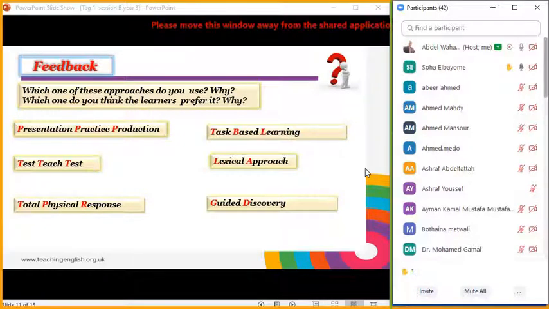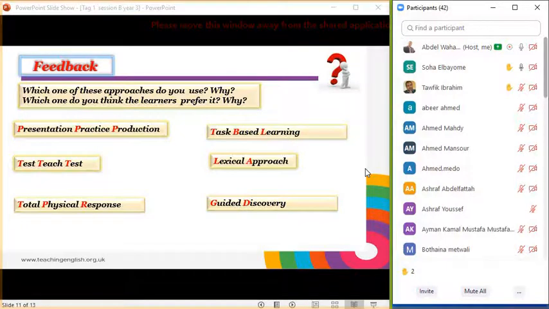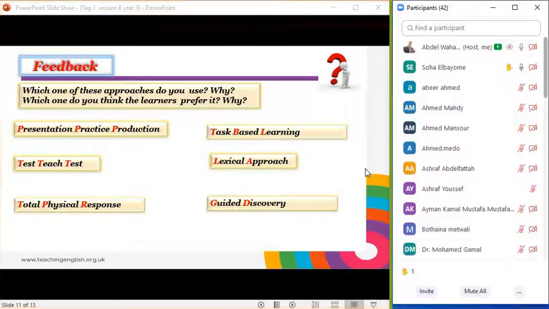I totally agree with Mr. Tawfiq because each lesson has its approach that is suitable for it. So I can use all these approaches, each one suitable for each lesson. Okay, thank you, Miss Soha.